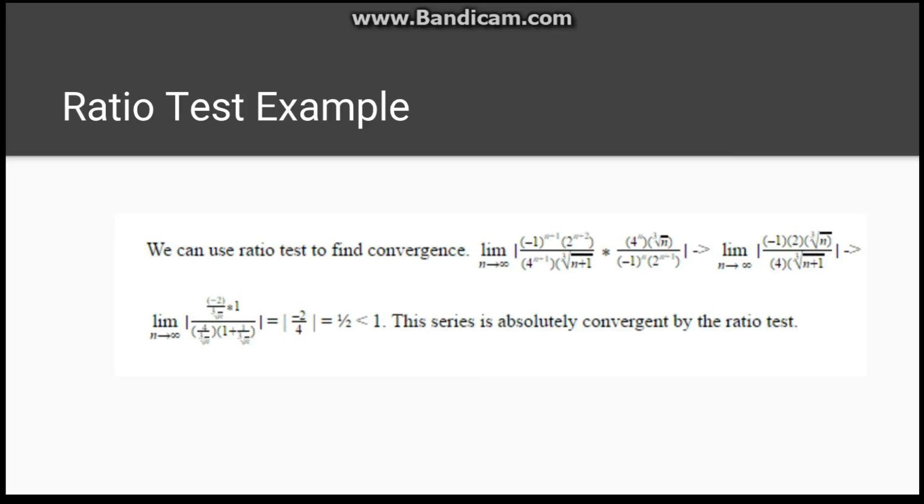Alright, so to do ratio tests, we take the limit as n approaches infinity of the absolute value of a sub n plus 1 divided by a sub n, which simplifies to the limit as n approaches infinity of the absolute value of -1 times 2 times the cube root of n over 4 times the cube root of n plus 1. So we divide everything by the cube root of n, and that ultimately simplifies to the absolute value of -2 over 4, which is 1/2, which is less than 1. So this series is convergent by the ratio test.